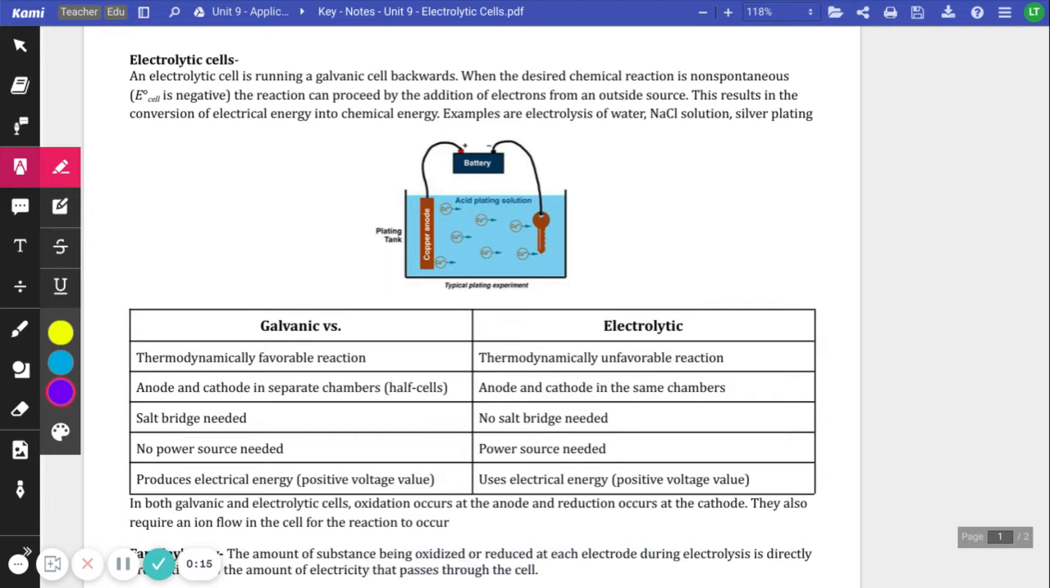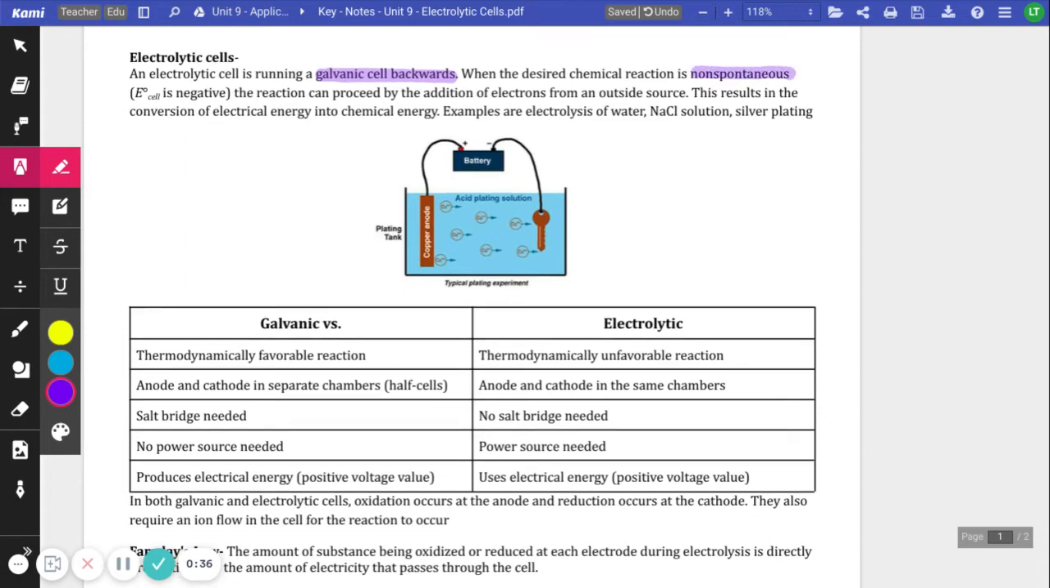All right, so basically an electrolytic cell is a galvanic cell running backwards. While a galvanic cell is thermodynamically favorable, runs on its own, and produces electricity, electrolytic cells don't. They are non-spontaneous, so our cell potential is negative, and we have to add electrons from an outside source in order for this reaction to take place. So we have to have a battery or something. This results in the conversion of electrical energy into chemical energy.